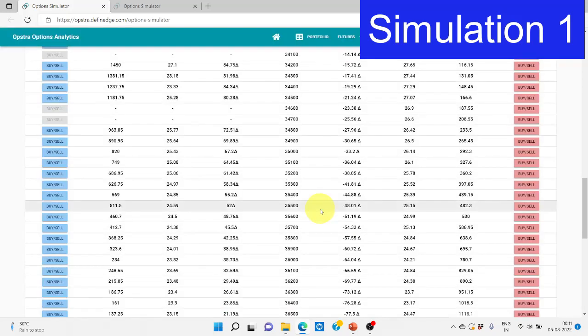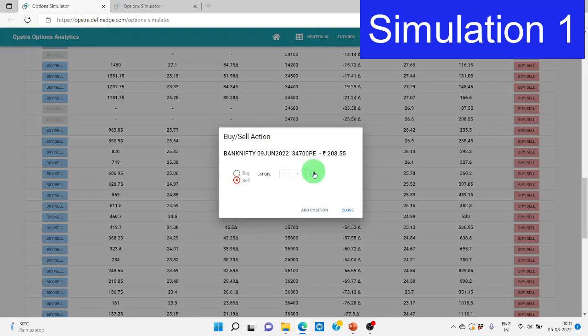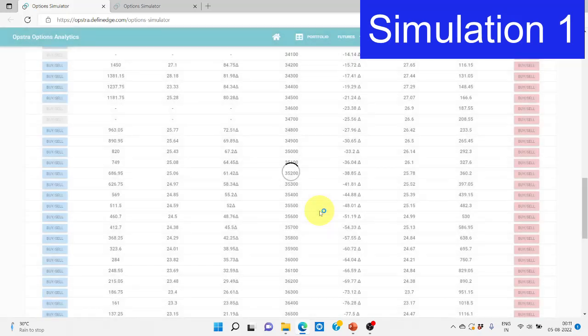And where we are going to sell this, you just divide this 480 by 2, which comes around 240, little less than that, not like 233, which is so near, maybe 208. We'll sell 2 lots of 34,700 put.